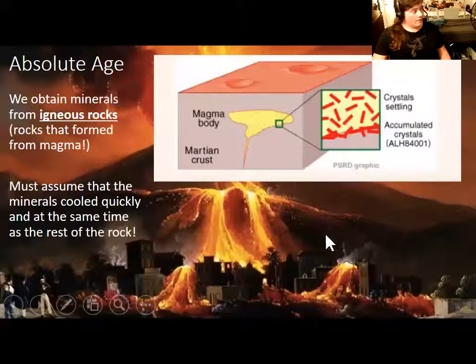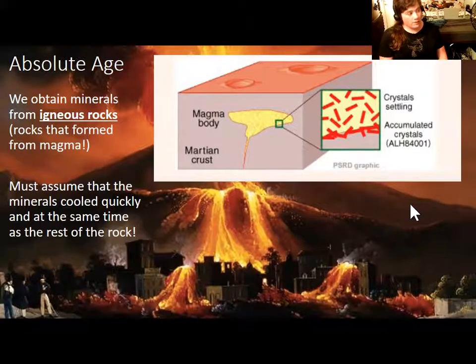So this is basically how absolute dating works. We assume that the minerals crystallize when the magma cools.